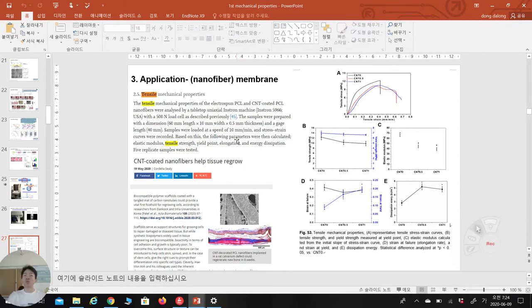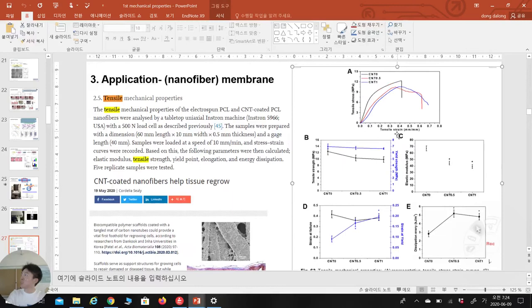So if you want to make some high strength membrane, when you increase the speed, you can get a high value. But when you decrease the speed, you can get a low value. So you can trick the strength a little depending on the speed. That's why people and reviewers always want you to mention the speed of the instrument. And then the stress strain curve was recorded. And based on this, the parameters will be calculated: elastic modulus, you can remember, tensile strength, yield point, elongation, and energy dissipation. Let's see the result.